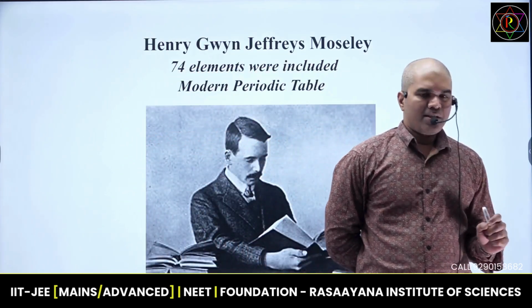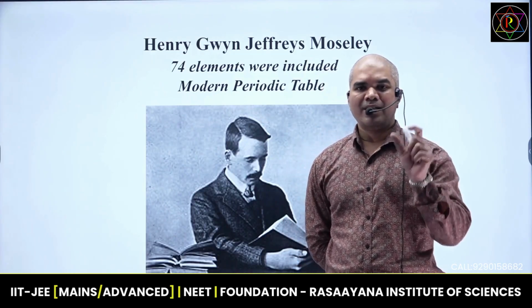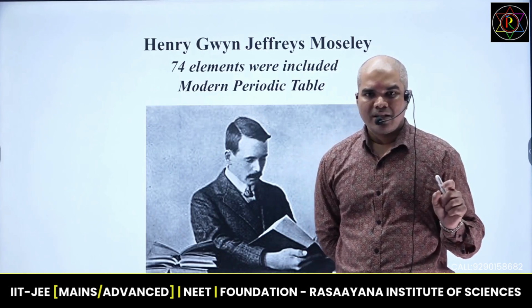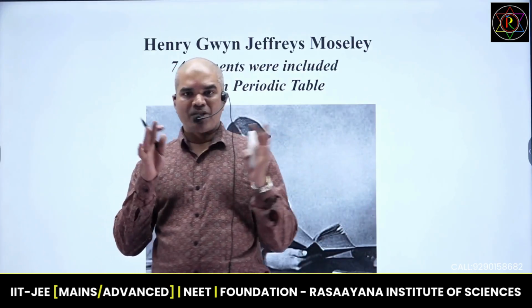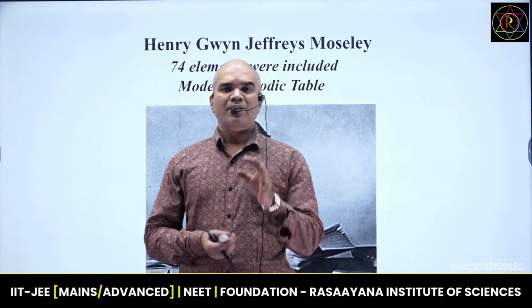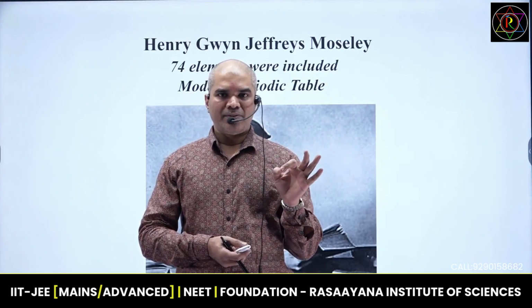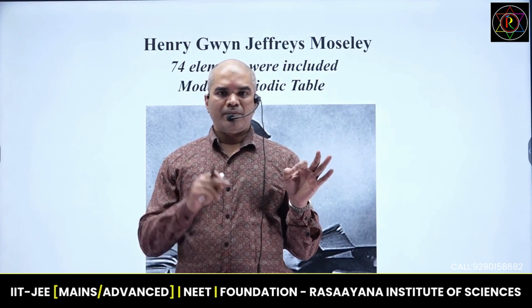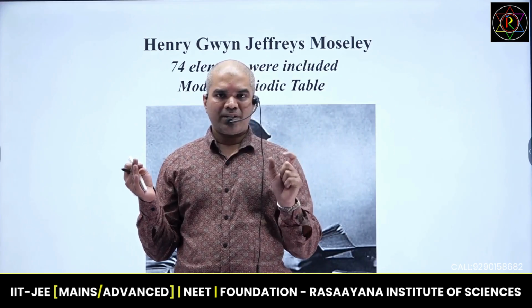Mendeleev has given the classification on the basis of atomic masses. So he has taken that into consideration. He has done a small change, but that small change has brought a very big change. That small change is, instead of considering atomic mass as the basic unit, Moseley has taken atomic number as the basic unit.